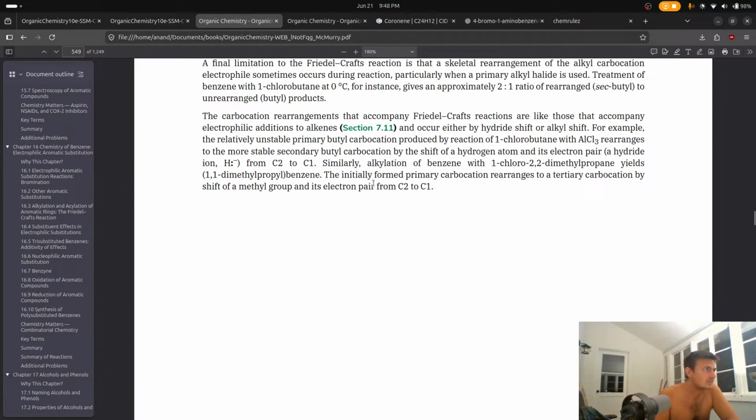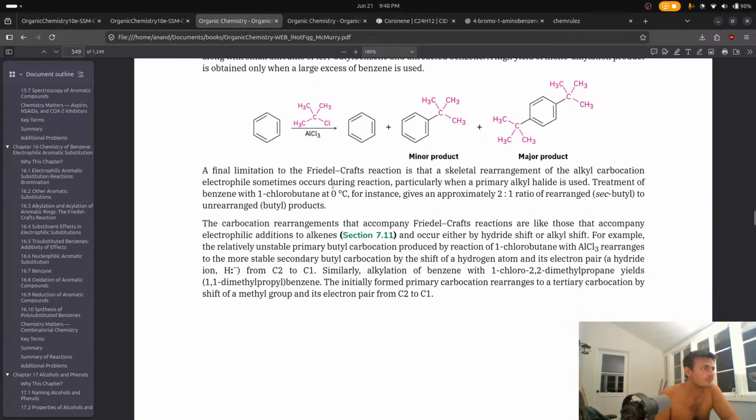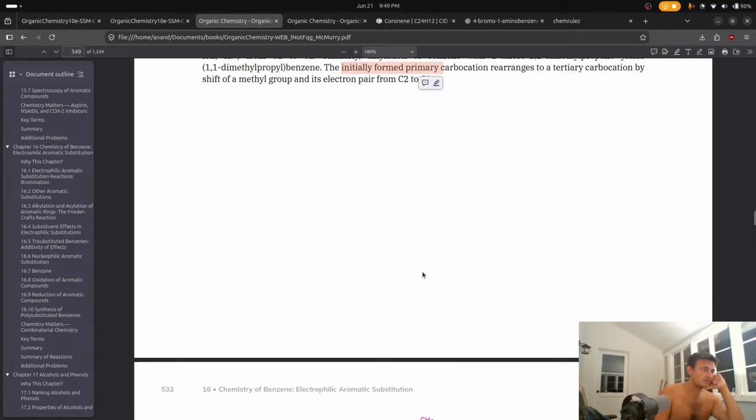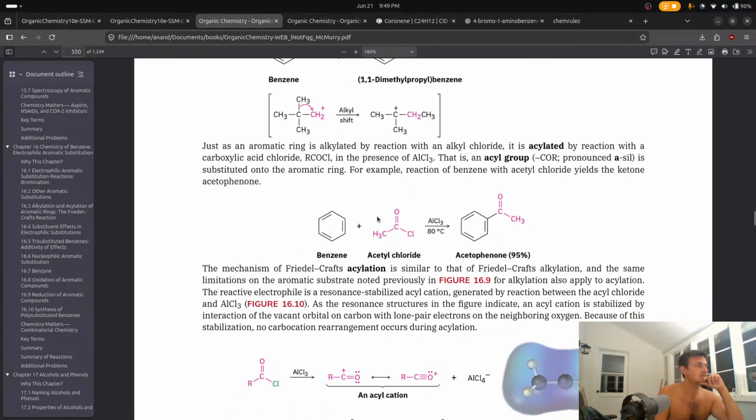The carbocation rearrangements that accompany Friedel-Crafts reactions are like those that accompany electrophilic additions to alkenes and occur either by hydride or alkyl shift. For example, the relatively unstable primary butyl carbocation rearranges by a shift of the hydrogen from C2 to C1. Okay, we understand this. This picture is all you need.